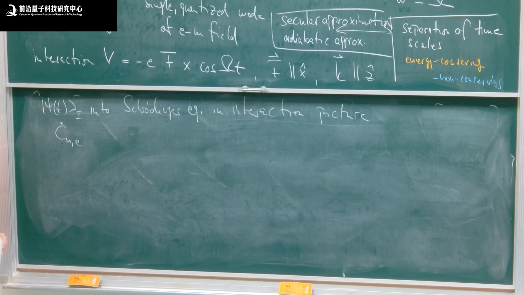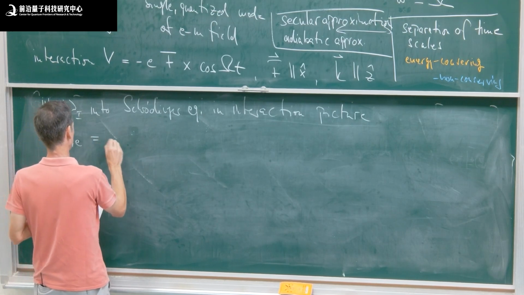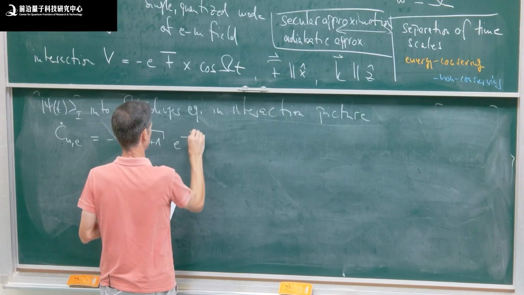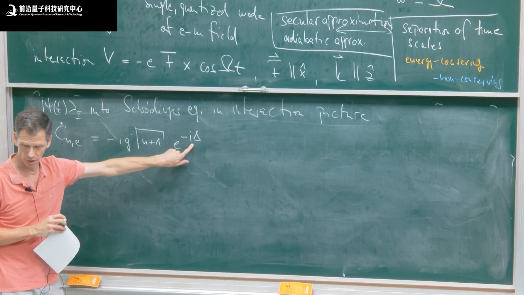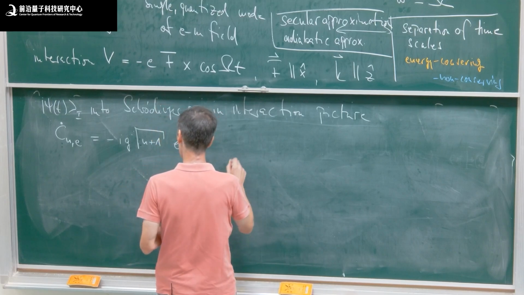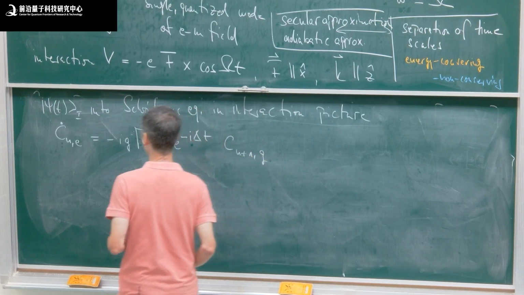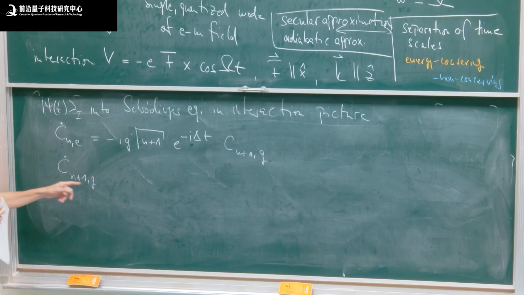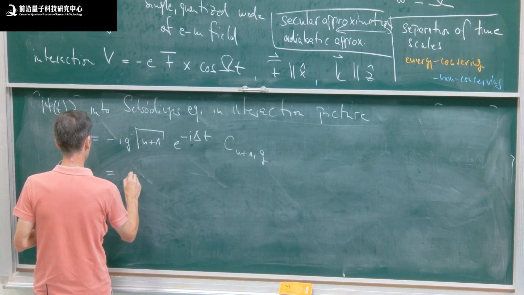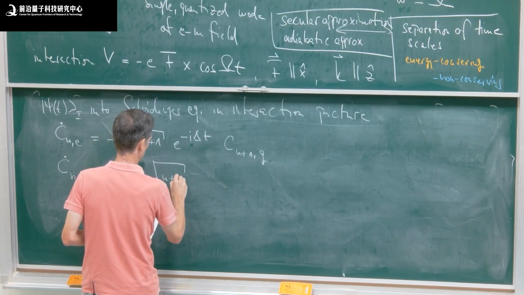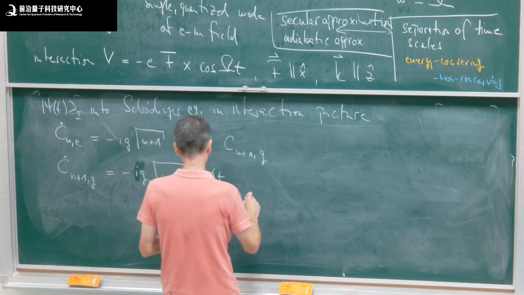And doing so, you get that C_n,e dot, which is the time derivative, equals minus i times g times square root of n plus 1 times e to the minus i delta t, now I use this short form of the difference between the two frequencies, capital omega and small omega, the detuning, times C_n+1,g. And likewise I get C_n+1,g, the expansion coefficient of the other basis state of the atom plus field Hilbert space: minus i g times square root of n plus 1 times e to the plus i delta t times C_n,e.